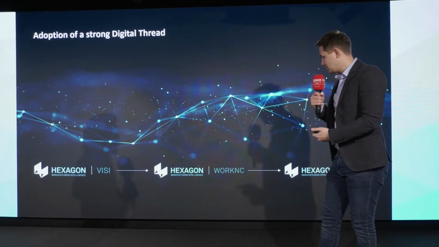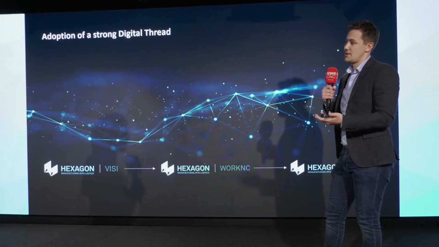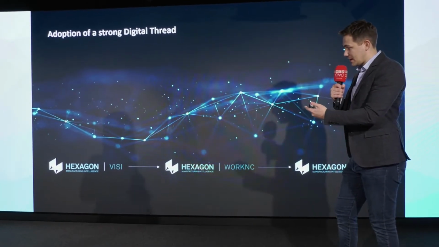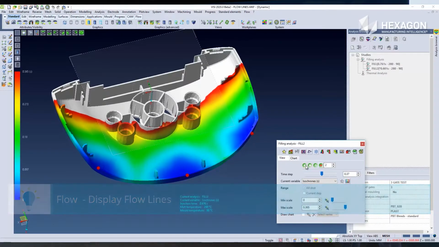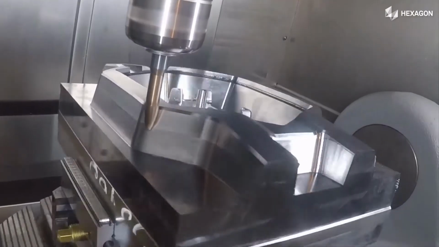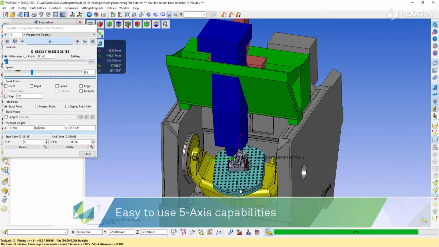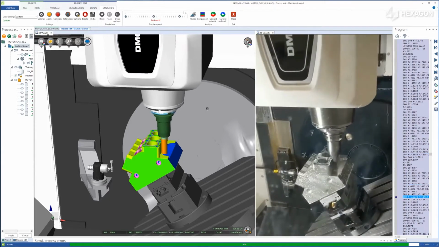So what you can see behind us is what we consider to be a production software digital thread for a mould and die industry. So our visualise CAD solution, which gives you full mould design functionality, polymer flow analysis. Our Work NC CAM product, which is fantastic for 5-axis mould work. And finally, our NC Simul product for G-code simulation. Now, this is what we would call a traditional linear digital thread.